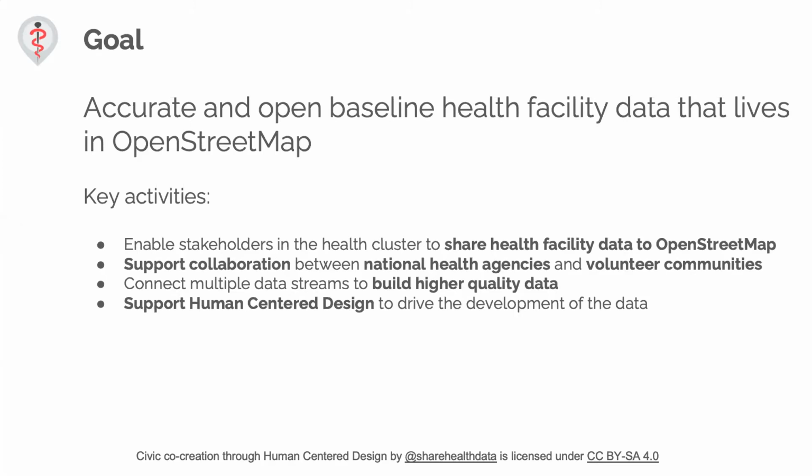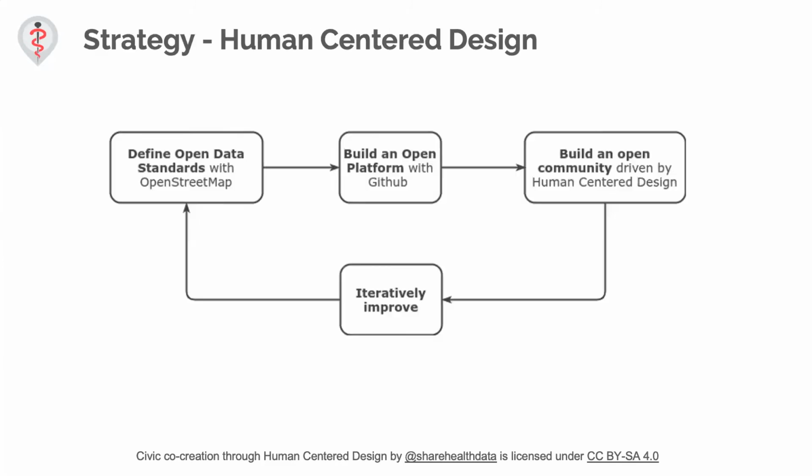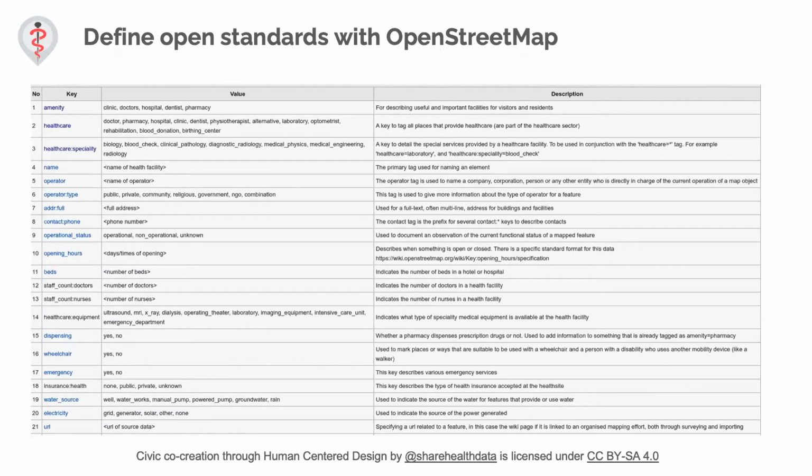Our strategy then: open standards with OpenStreetMap, an open source GitHub platform, and then human-centered design to understand what people want on the ground so that we are improving the data which is relevant to people on the ground. We want to essentially attack Sustainable Development Goal 3.8 continually and iteratively and try and get the voice of the people to reach us. I hope that this method I'm going to show you will do that. When I'm talking about baseline health facility data, this is what I mean. We are basically using a specification given to us by the International Hospital Federation.